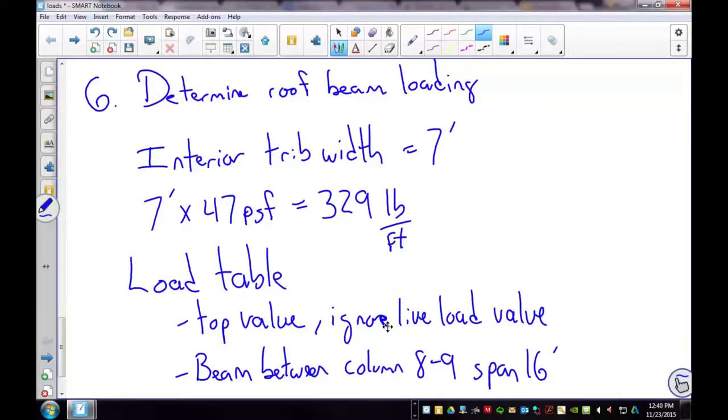Now, look at your table. Notice the first column, span. Scroll down to 16. We're going to ignore all those pink numbers. Okay, that has to do with live loading. We're just looking at the black numbers for now. And what's our magic number that we're shooting for? What's the last number we just calculated? 329. 329. So let's go across.